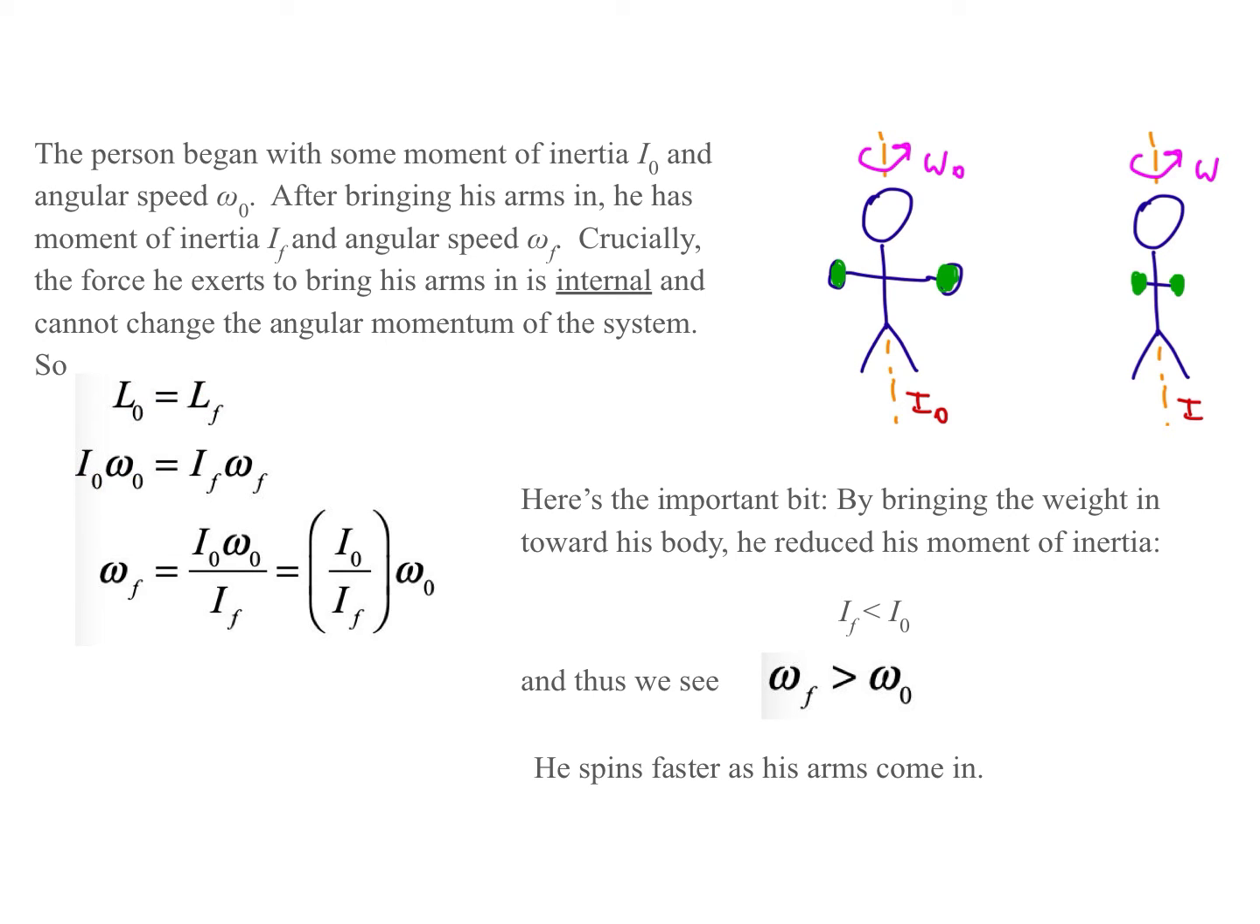So we have that the angular momentum at the start equals the angular momentum at the end. I0 omega 0 equals IF omega f. We can solve this for omega f, which would be I0 omega 0 over IF. I'm just going to group that differently by saying that it's the fraction initial rotational inertia over final rotational inertia times omega 0. So since IF is less than I0, then omega f must be more than omega 0. He spins faster as his arms come in.